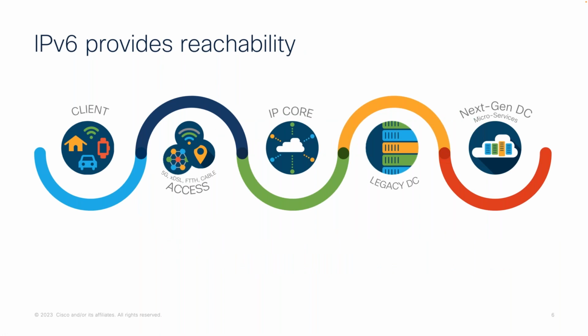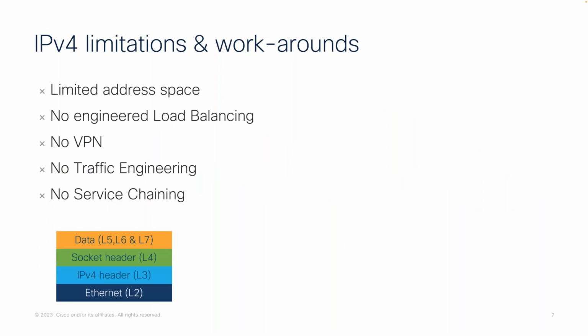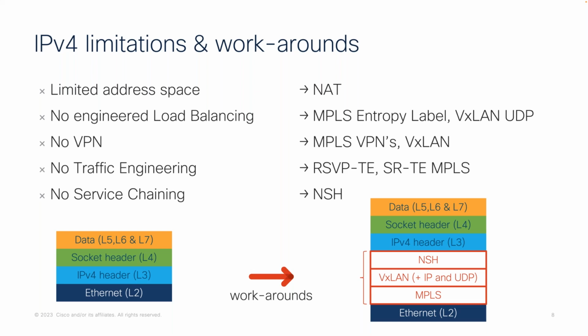Like I said, IPv6 gives us reachability right across from client to data center, and that's the real thing that we want to build on. Why could we not do our SRv6 forwarding and traffic engineering with IPv4? Of course, IP reaches end to end as well. There are a number of things that IPv4 just didn't do: limited address space, no ability to provide engineered load balancing, and no native VPN. So we've got additional UDP headers, VXLAN, GRE, et cetera, on top of IPv4. Of course, it provides us some great VPN functionality, but nothing native in IP.